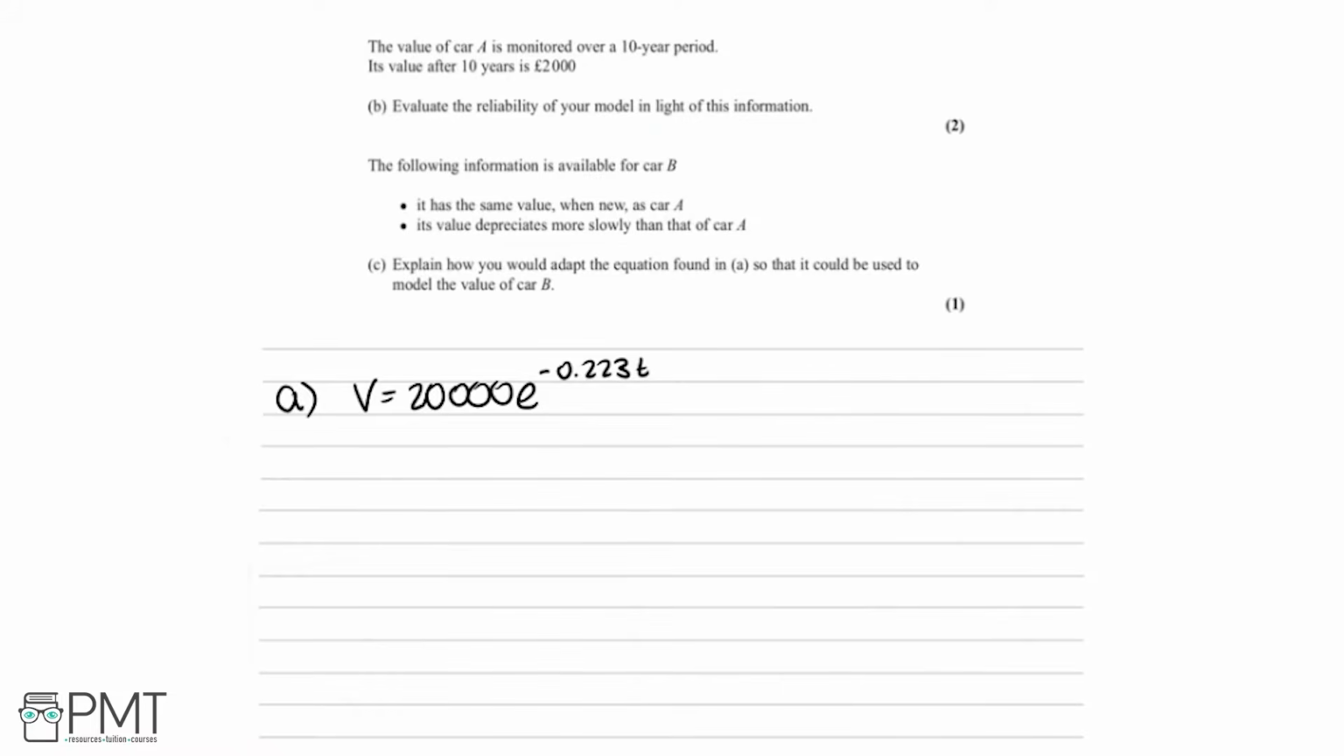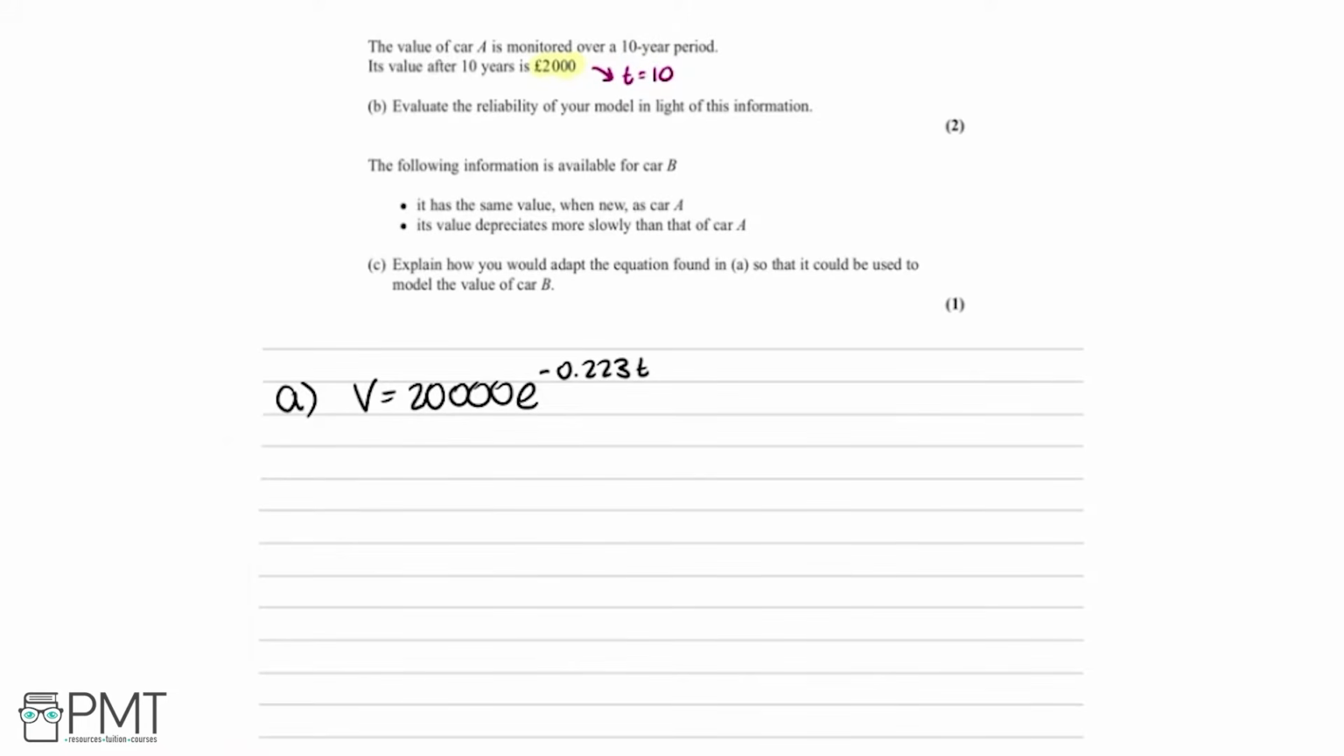So look at part B now. It says the value of car A is monitored over a 10-year period. Its value after 10 years is £2,000. And part B says we need to evaluate the reliability of our model in light of this information. And this is for 2 marks. So first you're going to see that it's a value after 10 years. So we're going to need to look at when t equals 10 because t is measured in years.